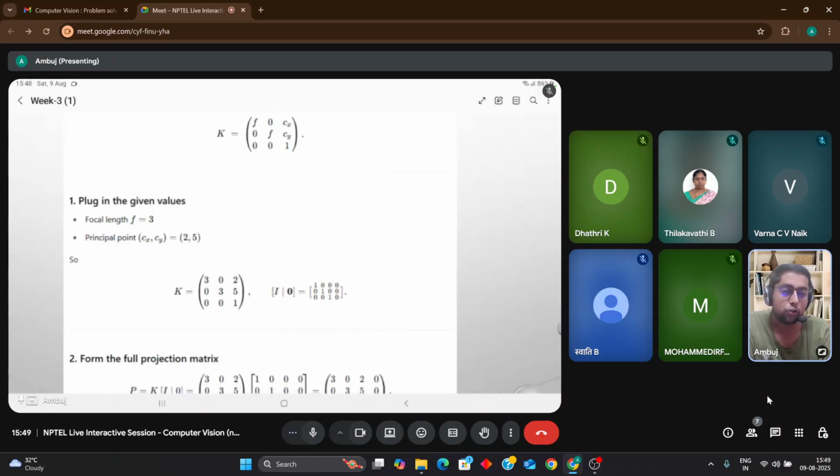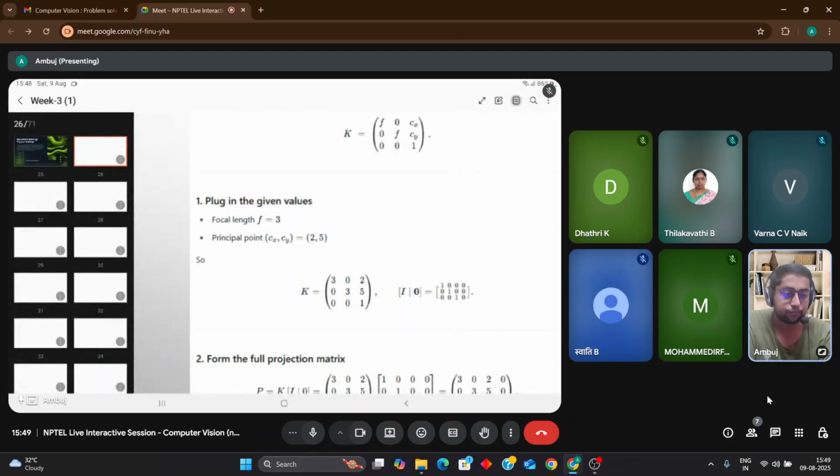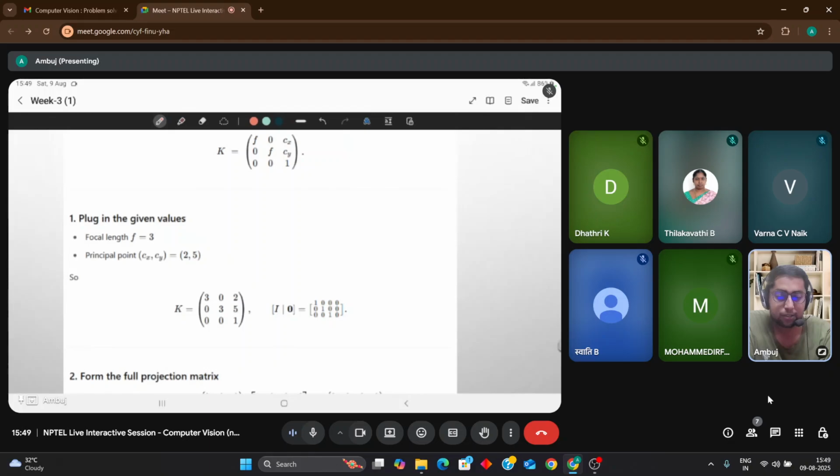So if you try to plug in all the values, f has already been given to you as 3. The principal point (cx, cy) has been given to you as (2, 5). You plug in K as the matrix [3 0 2; 0 3 5; 0 0 1], and [I|0] you try to write down in this form and manner.